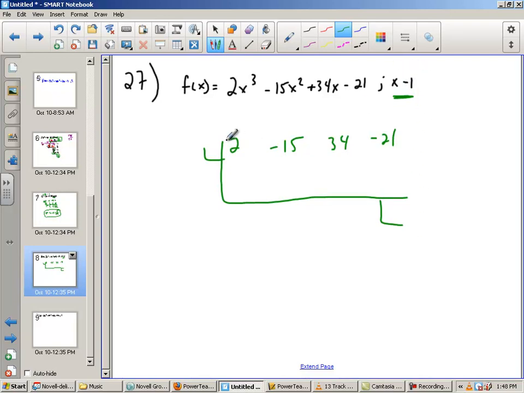But to make this 0, I would use a positive 1. The 2 comes straight down. 2 times 1 is 2. This would be negative 13. Negative 13. That would be 21.